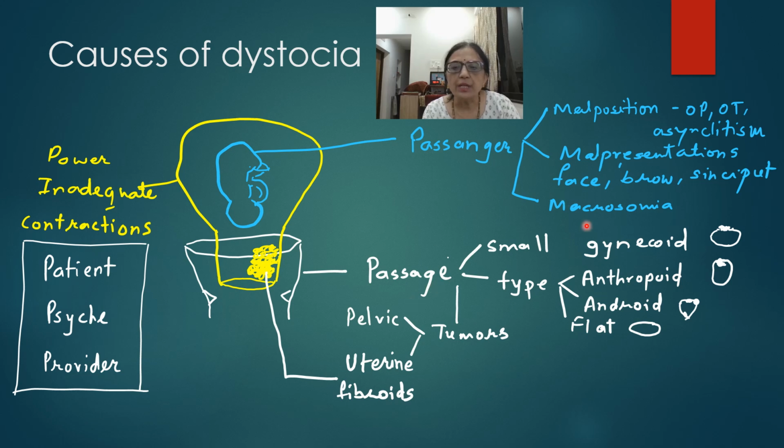In the passage, it can be a small gynecoid pelvis, or it can be anthropoid, android, or platypelloid or flat pelvis. Pelvic tumors can be there, or uterine fibroids also. Large fibroids can obstruct the passage. In the power, we have inadequate uterine contractions. Apart from 3 P's, we have patient, where the maternal and fetal condition, psyche, and provider factors also are to be reassessed whenever we try to find out the cause of dystocia in a given patient.